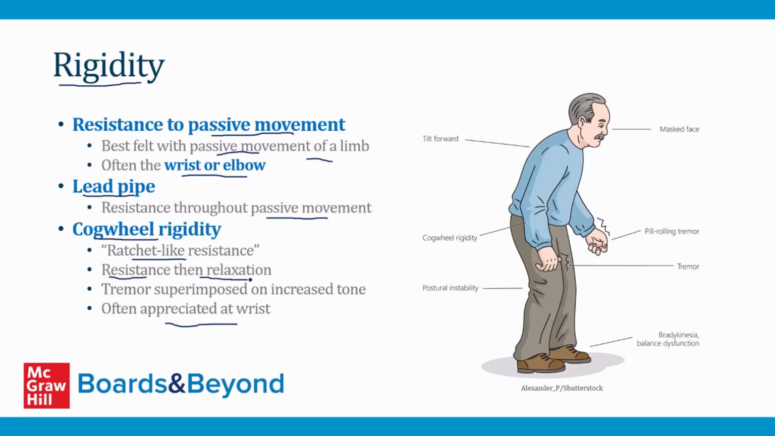This is relaxation. And so this phenomenon is called cogwheel rigidity, and this is what happens in regions of the body where there's a tremor superimposed on increased muscle tone. And so that's usually at the wrist because, as we saw earlier, patients with Parkinson's disease usually have a tremor of the hand. And so when you move the wrist, you get that cogwheel rigidity. You can also sometimes appreciate it at the elbow.